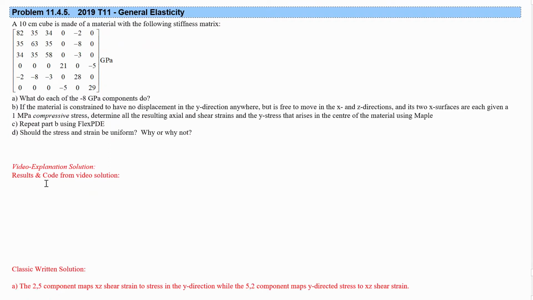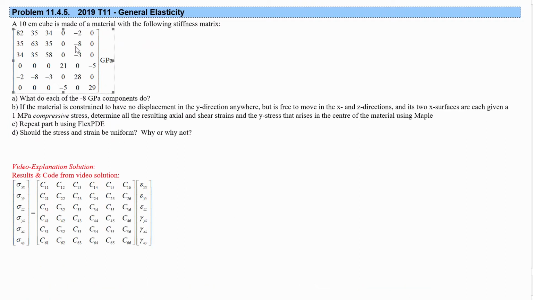So in this particular situation, when we have -8 there, this is the 2,5 component. So this in general is going to be mapping what? It's going to tell you the y-axial stress from the xz shear strain. So the 2,5 component of the stiffness matrix tells you that xz shear strain is going to require axial stress in y, other things equal, for it to be maintained. So if you do whatever you need to do to the material to put it into xz shear strain, that's going to be linking to compressive stress in the y direction if you have a positive xz shear strain.